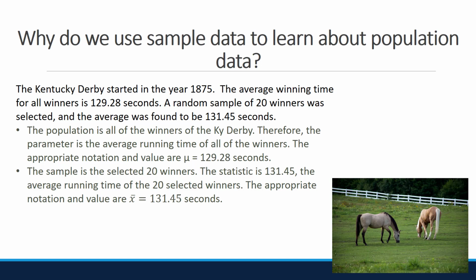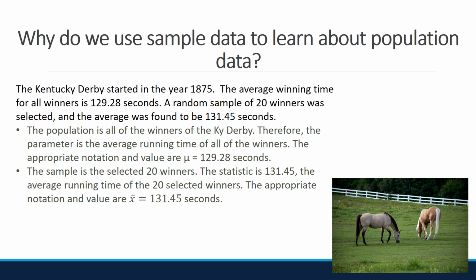Carefully read each of the scenarios and identify the parameter and the statistic. For each scenario, give the notation and value if the value is known. The first is solved for you. The Kentucky Derby started in the year 1875. Data from all the winners of the Kentucky Derby can be found at the link given in the script. The average winning time for all winners is 129.28 seconds. A random sample of 20 winners was selected, and the average was found to be 131.45.